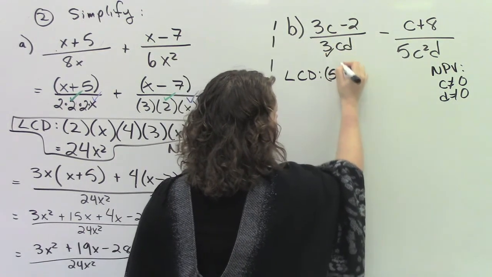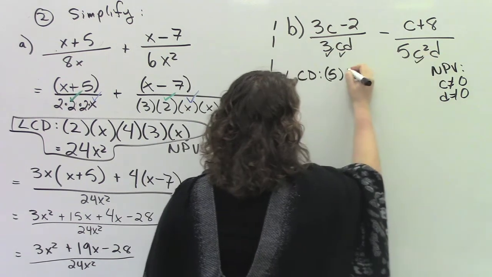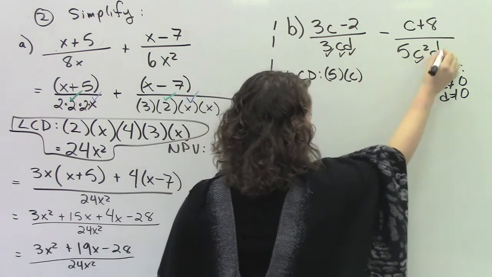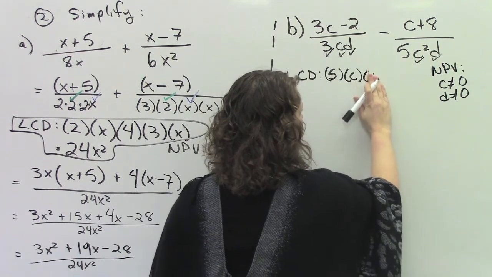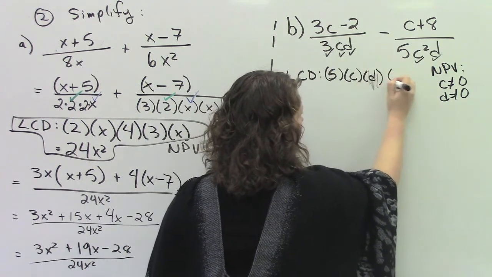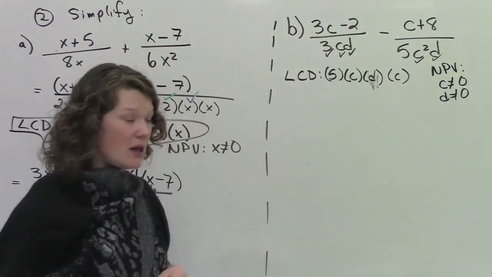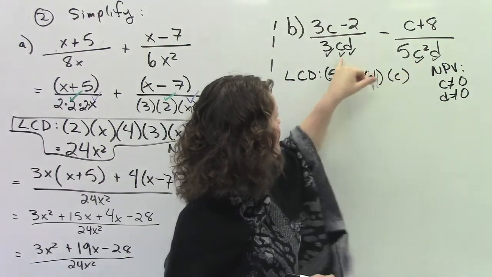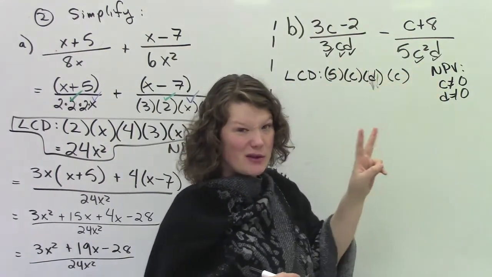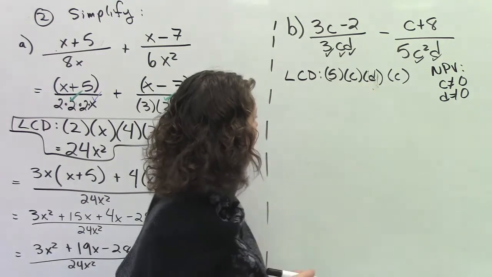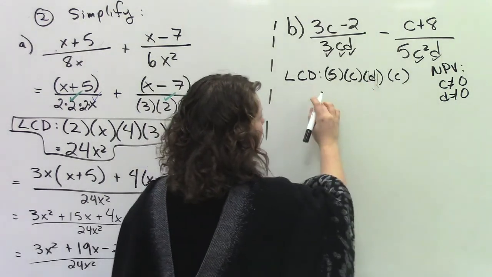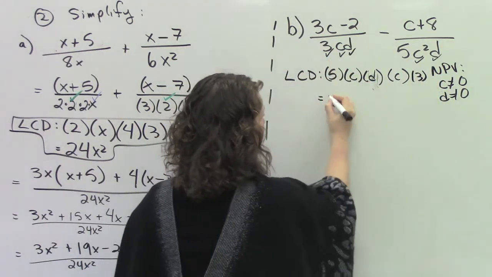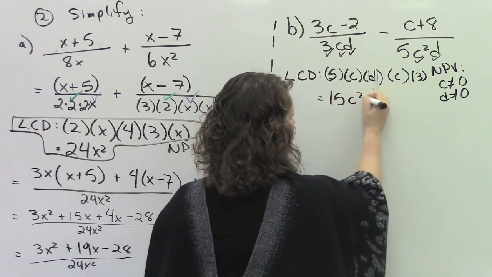5 times C, but remember there's still an extra C in here, times D, times C. With that extra C, because this C corresponds with one of the C's here, but remember there are two C's, so we need to stick that at the end. So the lowest common, oh, I forgot about the 3. Don't forget about that. I check marked it, didn't write it down. So we have 15C squared D.